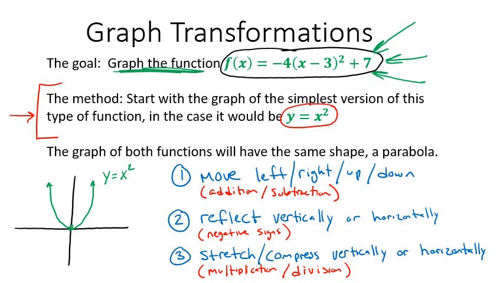And then we should end up with the graph of f of x equals -4 times (x minus 3) squared, plus 7. Okay, so let's see how this works. Well, the first thing and most important thing is, do you know these graphs?